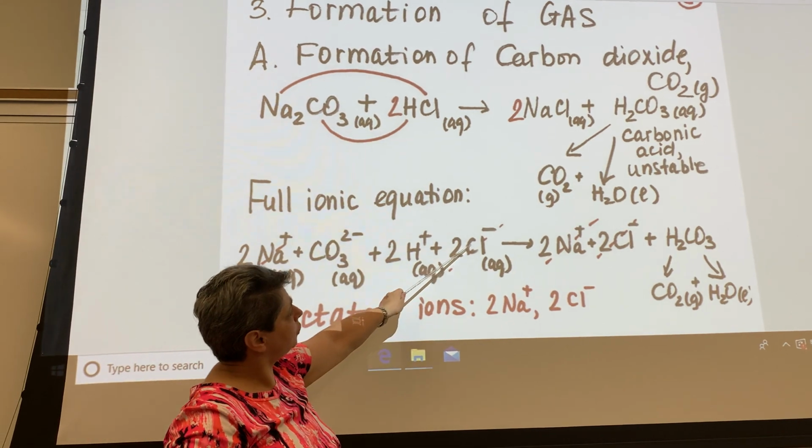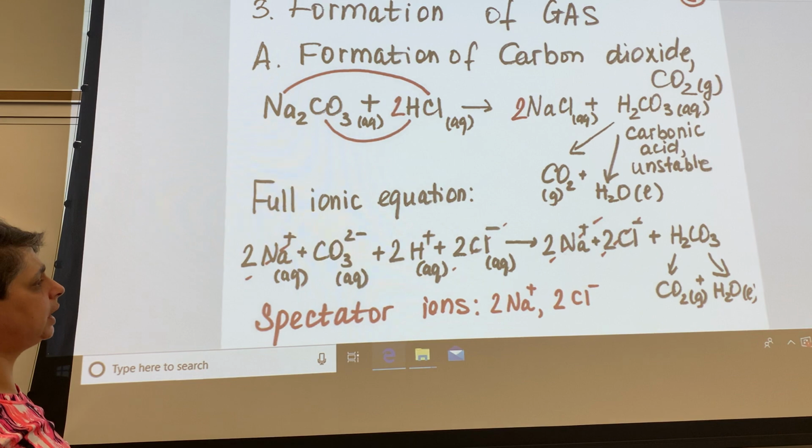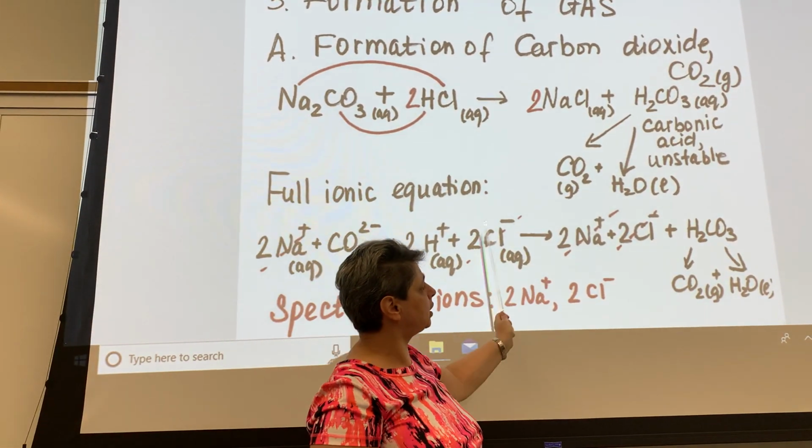These red dashed lines represent spectator ions. As you can see, there's 2 sodiums and 2 chlorides on each side of the equation.